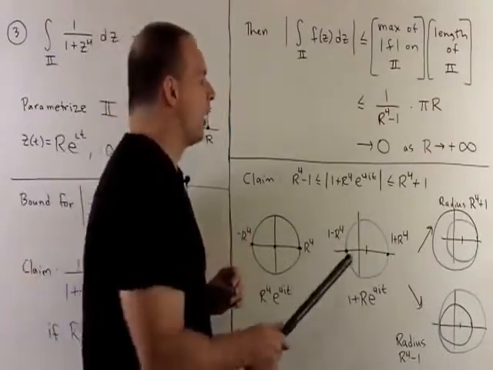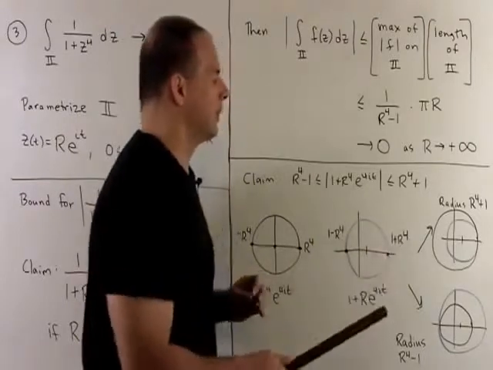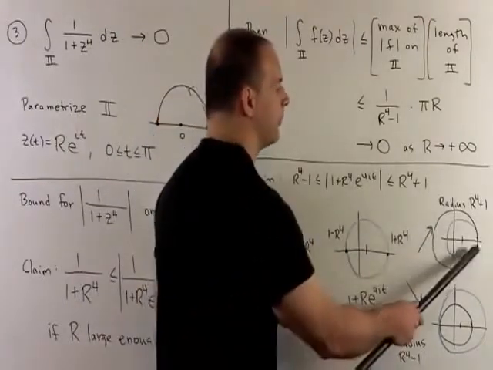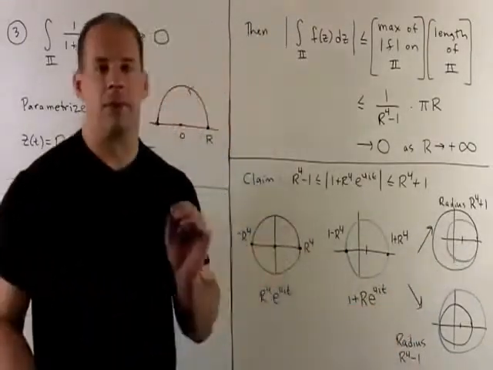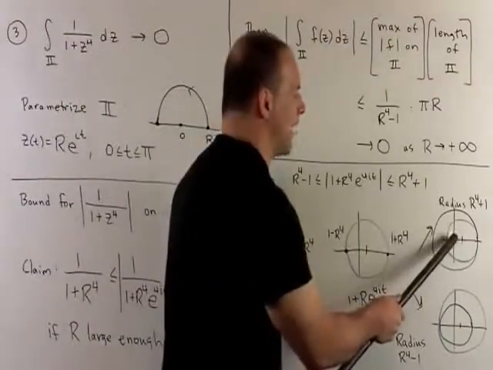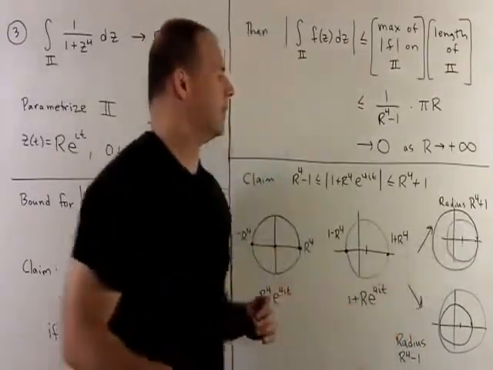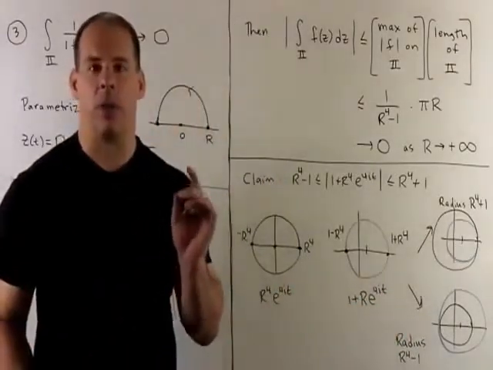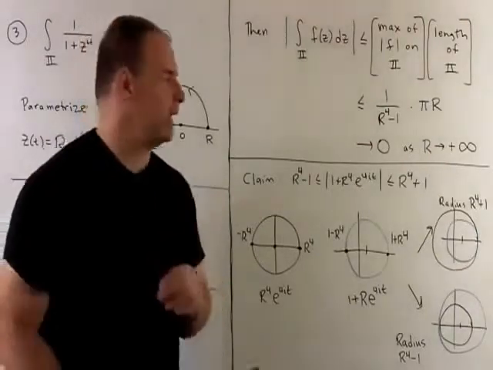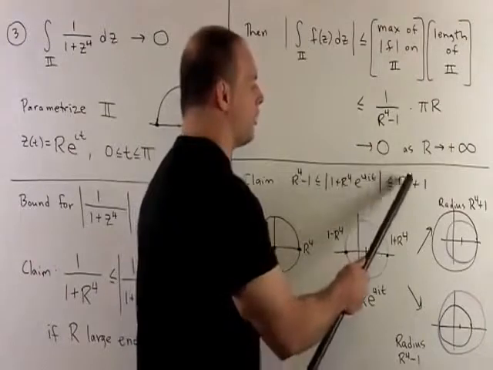Now, if I draw the circle centered at the origin that goes through 1 plus r to the 4th, we'll have this picture here. So the radius is r to the 4 plus 1. We know the distance from the origin to any point on our blue circle, the original circle, is going to have to be less than r to the 4 plus 1. So that's going to be the second half: the modulus here is less than or equal to r to the 4 plus 1.